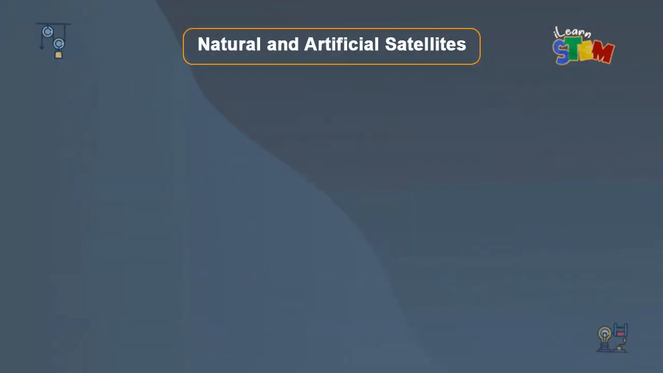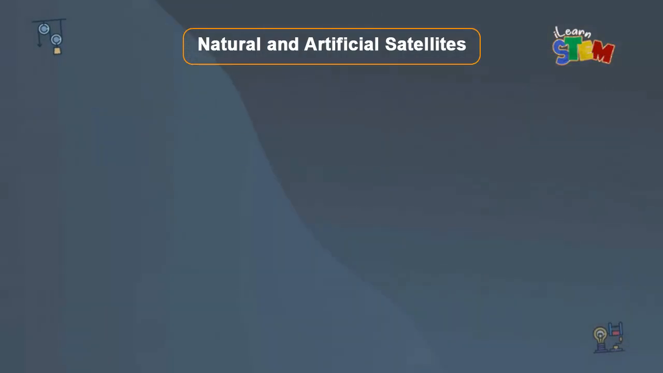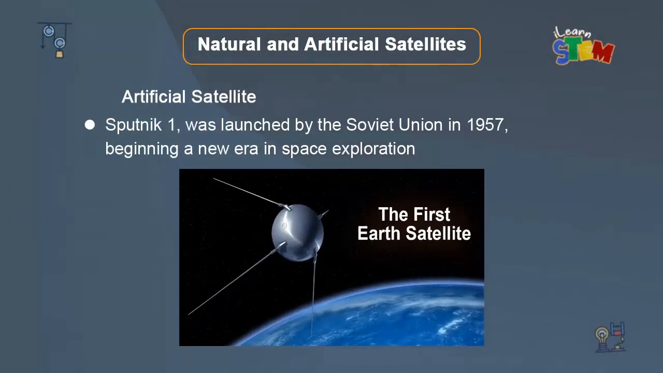We are exploring satellites. So, what are natural satellites? A natural satellite is a space object that orbits a planet without human intervention, like our moon. It reflects sunlight and helps control ocean tides. In contrast, artificial satellites are man-made and launched into orbit for specific tasks. The first artificial satellite, Sputnik 1, was launched by the Soviet Union in 1957, beginning a new era in space exploration.